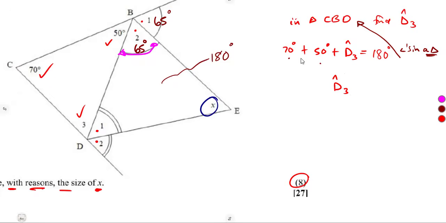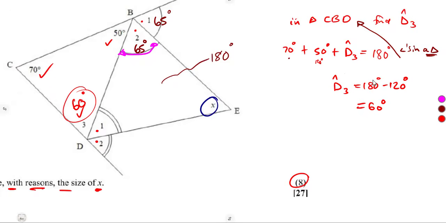This one is going to give us 120. We take the 120 to the other side. So that's 180 minus 120, which is what? 60 degrees. So angle D3 is 60 degrees, this one.